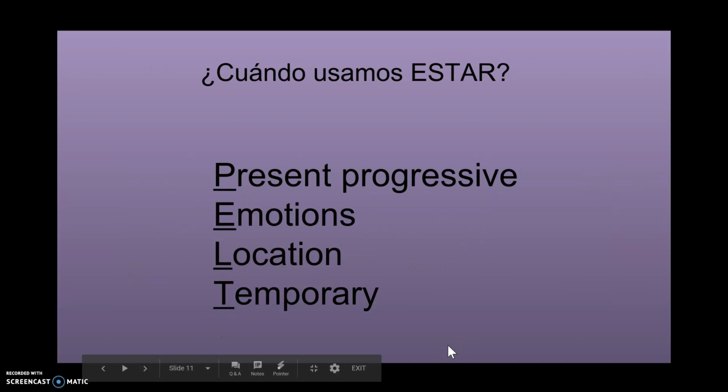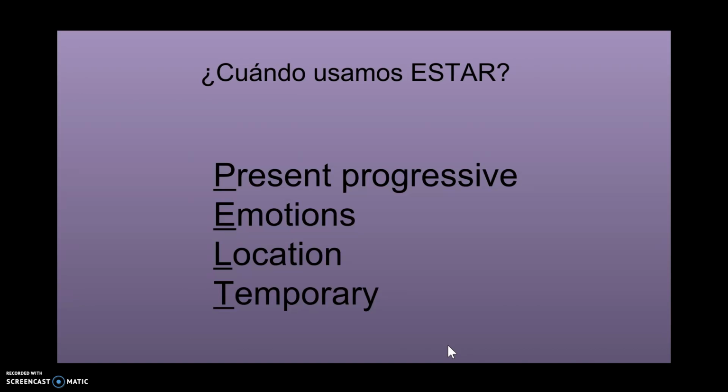Our reasons for using estar, the list is a lot shorter. The mnemonic device we use here is PELT. P is for present progressive, which we'll actually be doing shortly after midterm exams, and you may have seen in 8th grade. The E is for emotions, L for location, and T for temporary.